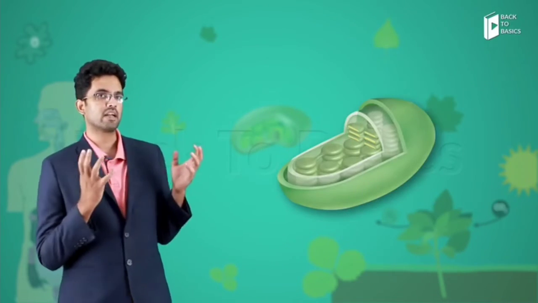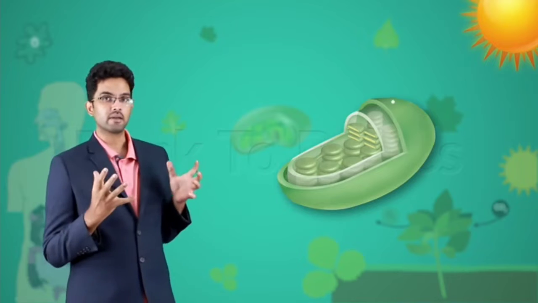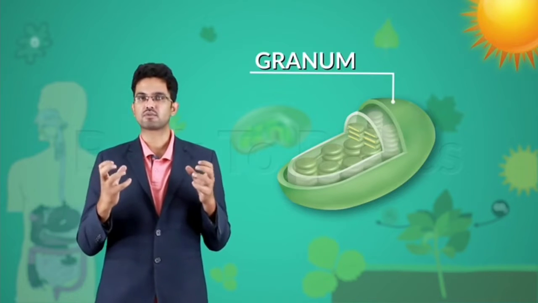Now, these chloroplasts should have parts that capture sunlight and other parts that use it to make food like glucose. Chloroplasts are these membrane-like structures where these stack-like structures that you see here are responsible for trapping sunlight. We call these grana. You can think of them as bags of solar energy.